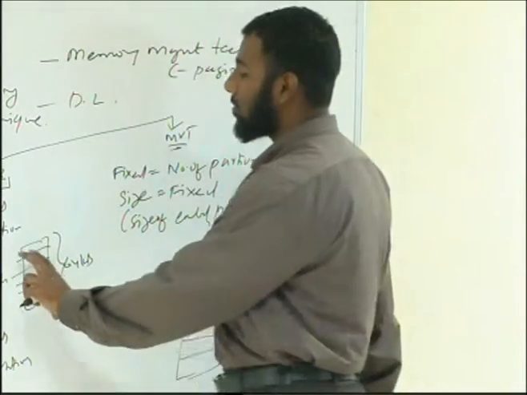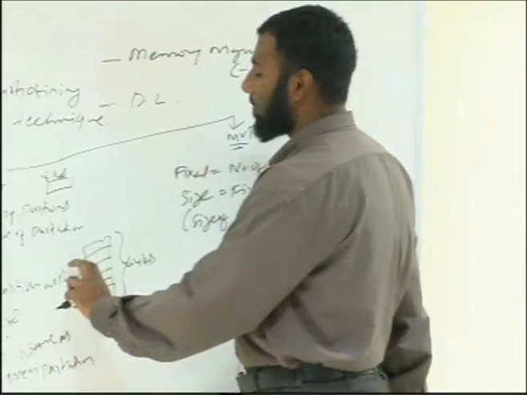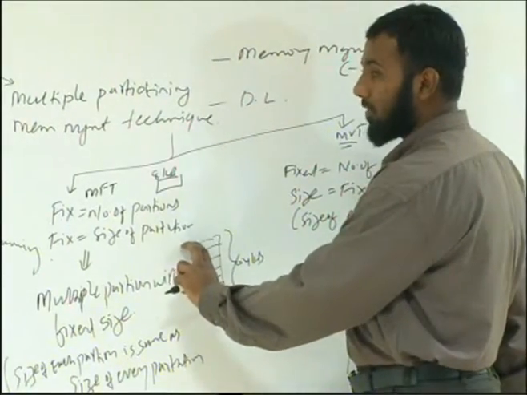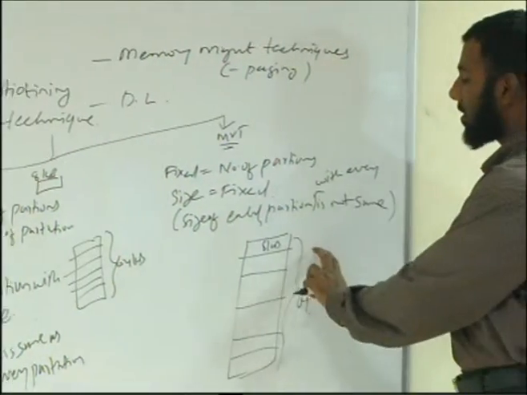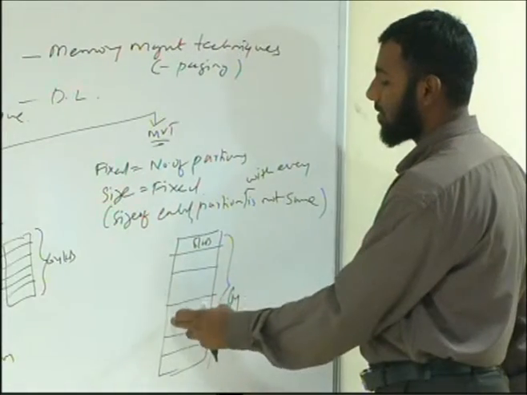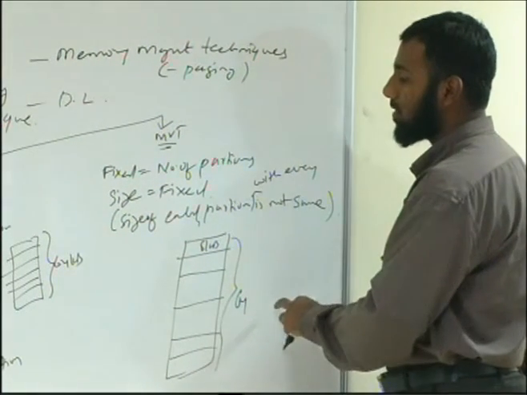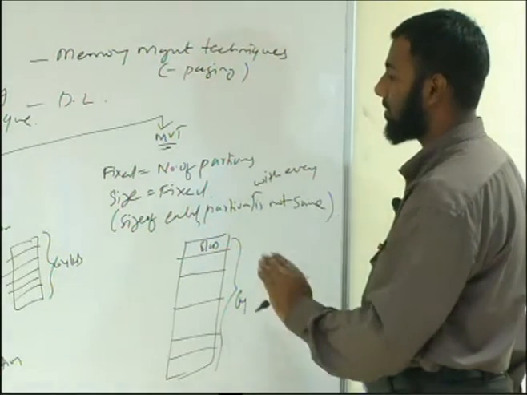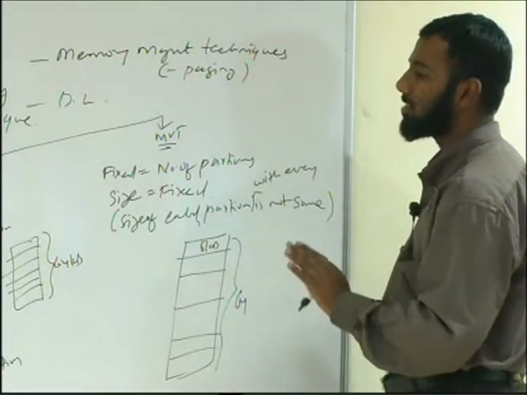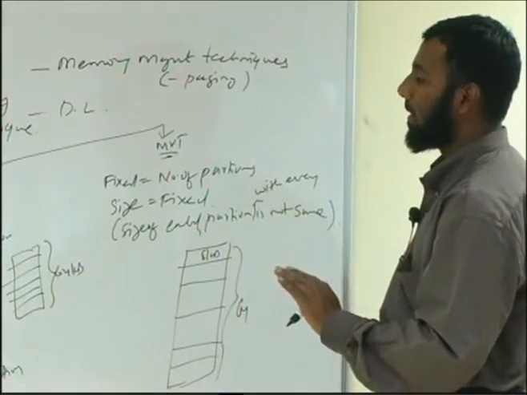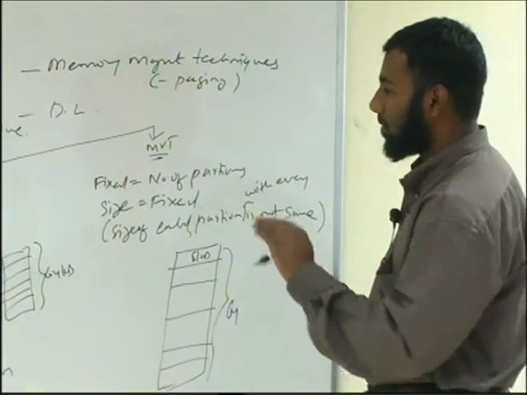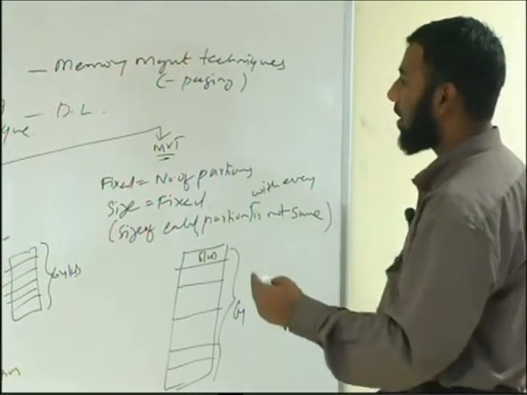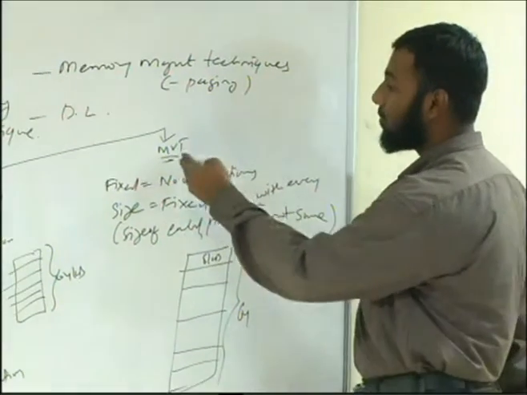Here the degree of multi-programming was 8, because there are a total of 8 partitions, and here the degree of multi-programming is only 6. Here the degree of multi-programming has been reduced. We will see a few examples on this, and understand what the different algorithms in MVT are and how they work.